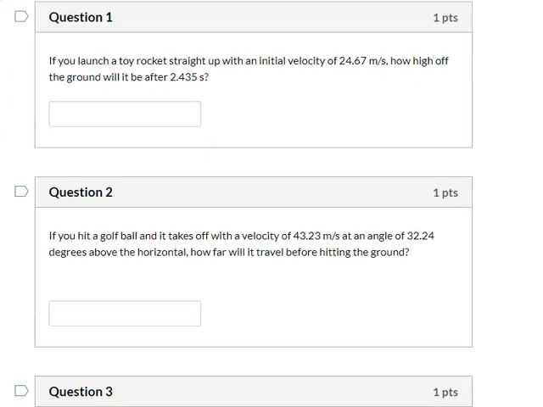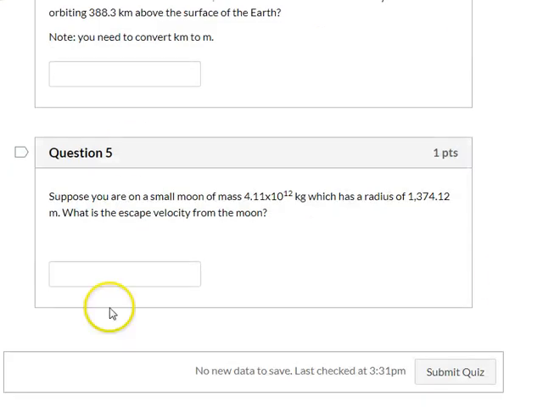the escape velocity. This problem is actually designed so when you get that, the escape velocity is low enough for this moon that most of us could jump off of it. Right? It's a very small moon. Right? 10 to the 12th. I mean, 1374 meters. That's just a little over a mile in radius. Right? So it's under a mile in radius. It's a really small little moon.